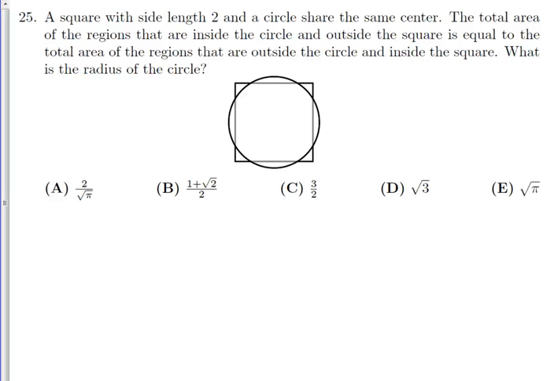This is problem number 25 from the 2005 AMC8. And it starts talking about a square with side length 2 and a circle that share the same center. And it says that the total areas of the regions that are inside the circle and outside the square is equal to the total area of the regions that are outside the circle and inside the square. What is the radius of the circle?